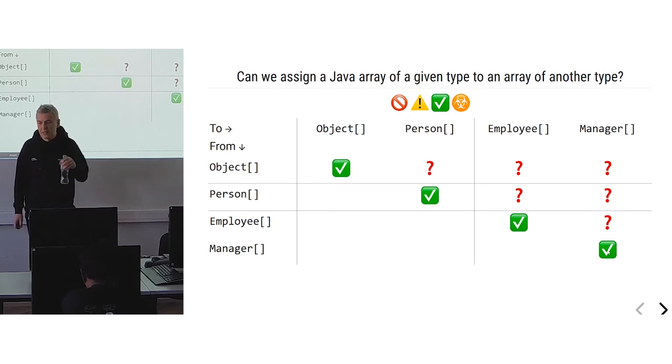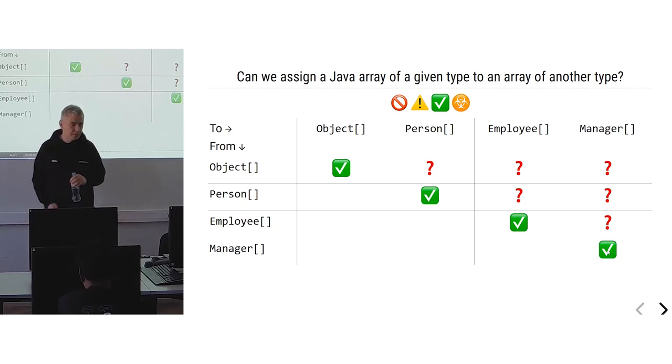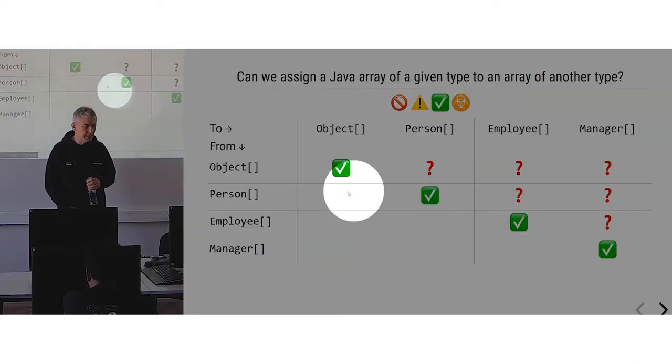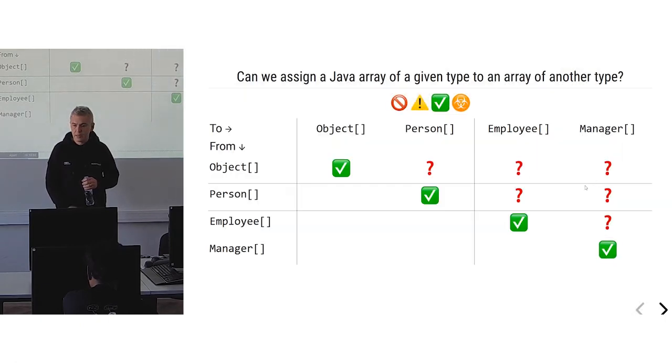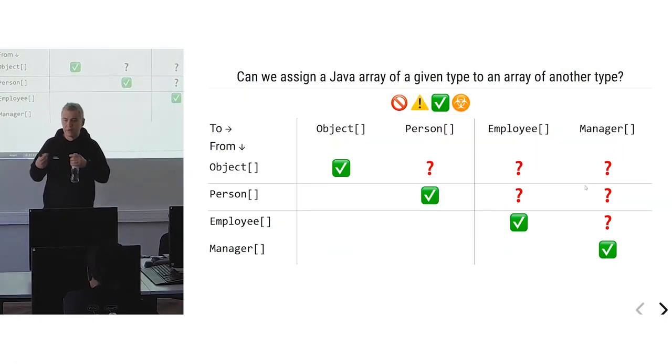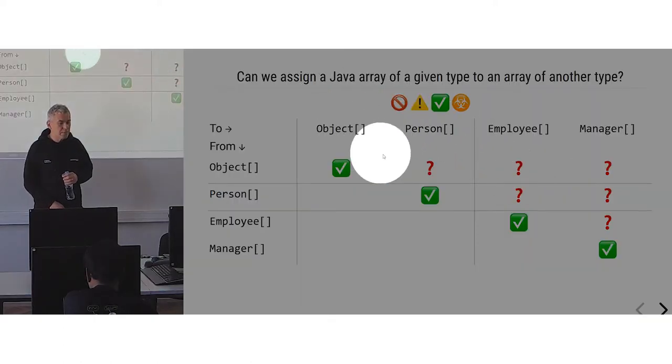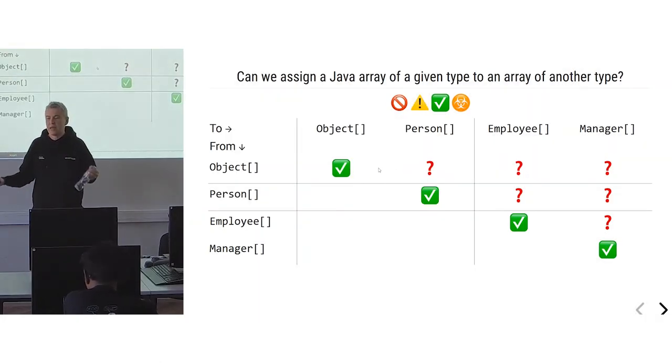But meanwhile, let's try to solve another question. Let's try to fill out this table. We're trying to assign a variable of type, say, person to another variable of different type. It's also an array, but the elements of the array are different. Right, so I already opened up a diagonal. Of course, we can assign variables of the same type. It will compile and run, so no questions here.